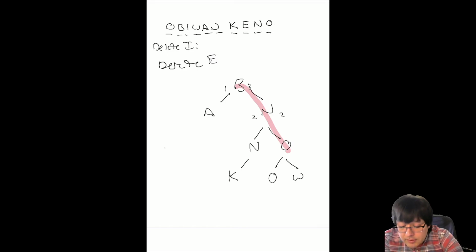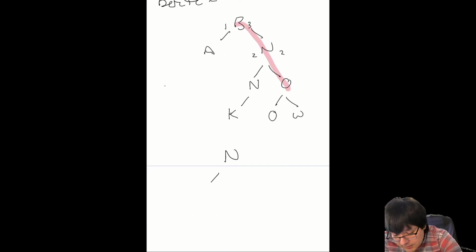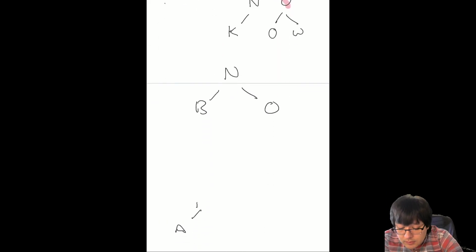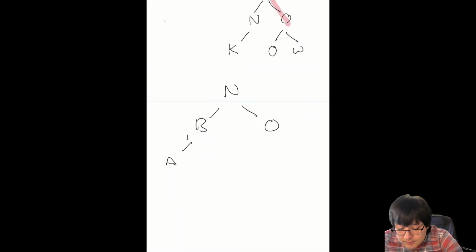B and O is what we want to rotate. So we want to make N, B, O like that, and then move all the children to the right spots. So essentially that means moving this child here. It stays in the same place.